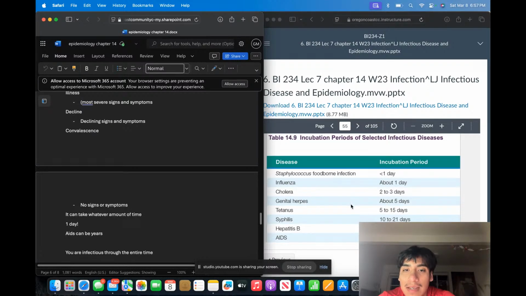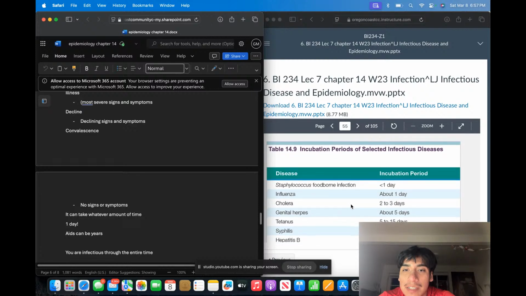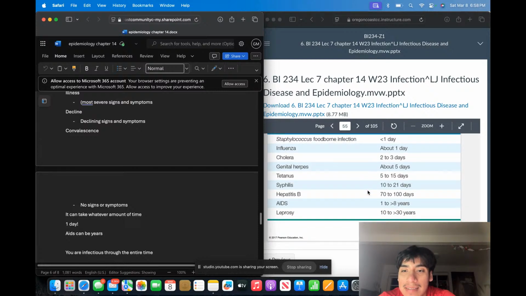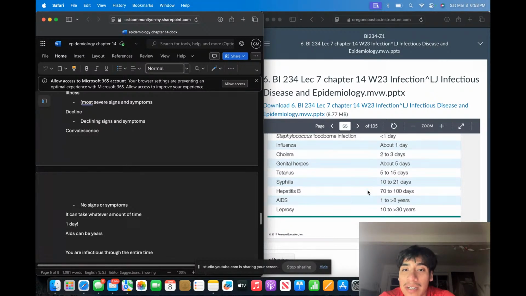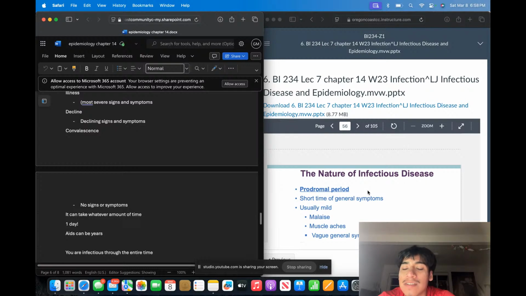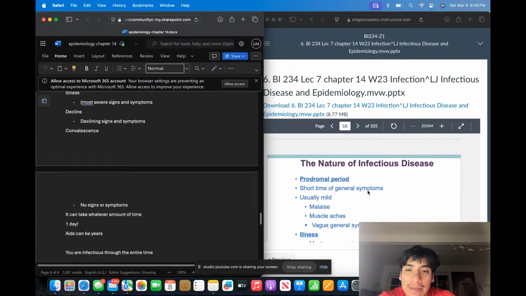Here we have some interesting notes. With staphylococcus foodborne infection, food poisoning, you feel terrible after 1 day. So that incubation period is only 1 day. But AIDS is 1 to 8 years, and leprosy is 10 to 30 years. That's really crazy. The prodromal period again is the first signs and symptoms, so like mild.